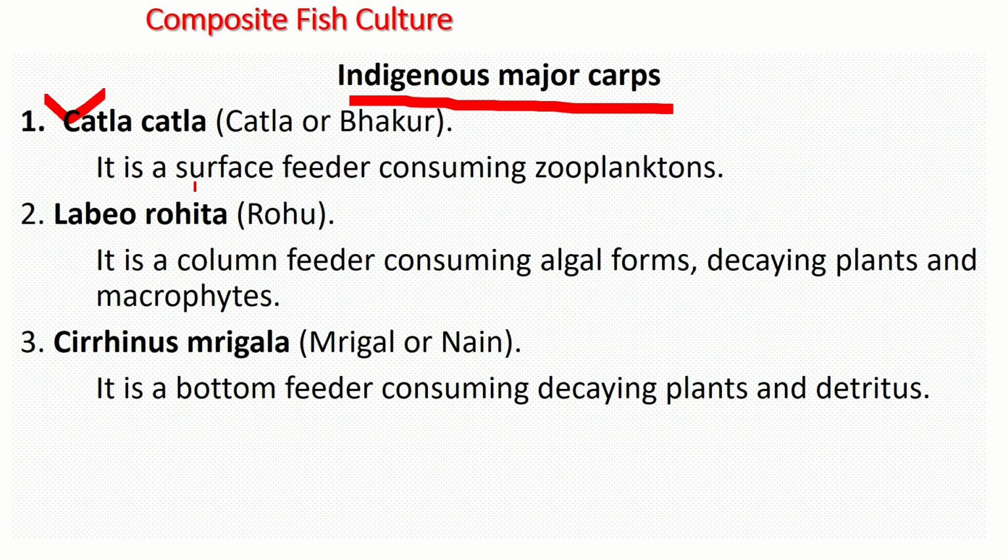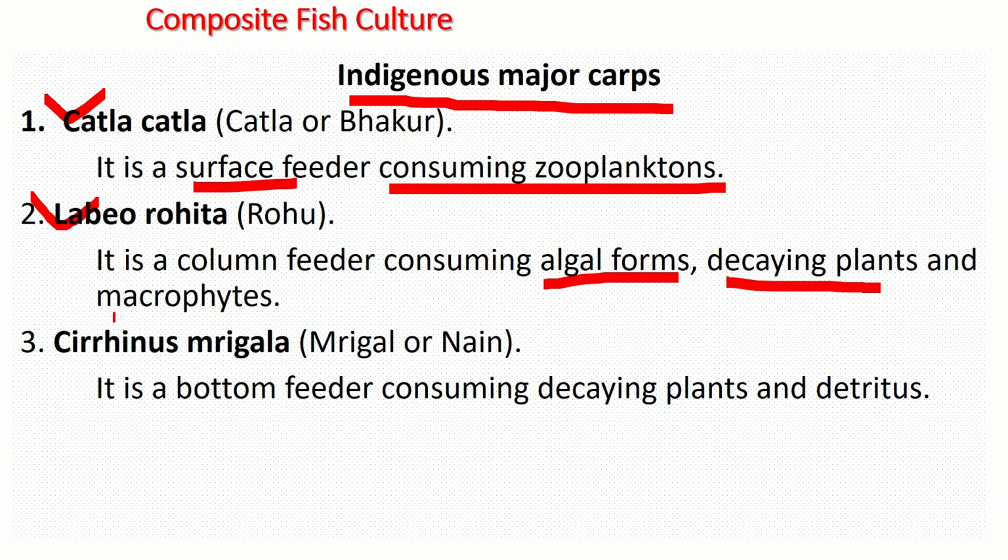Catla, again it is a surface feeder consuming zooplankton. Labeo rohita, which is called rohu, is a column feeder consuming algal forms, decaying plants, macrophytes. Cirrhinus mrigala, which is again a bottom feeder, consuming decaying plants and detritus. So they cannot disturb each other.